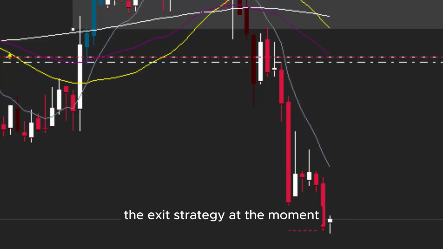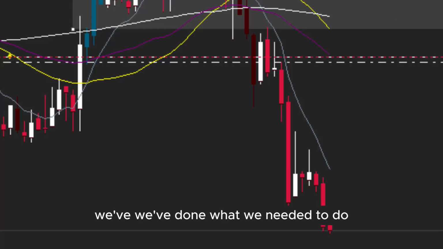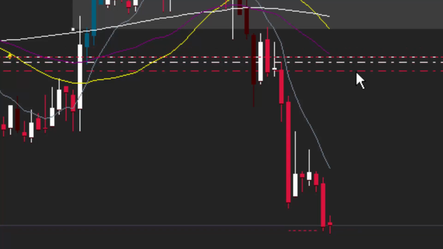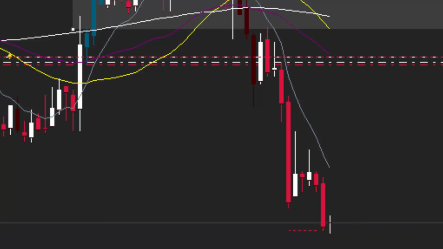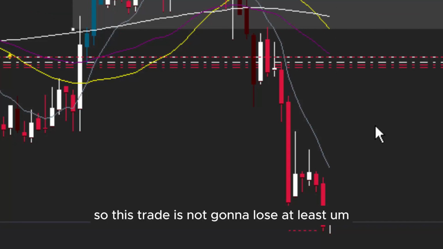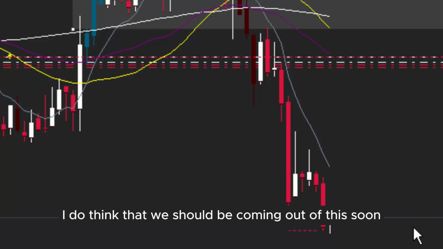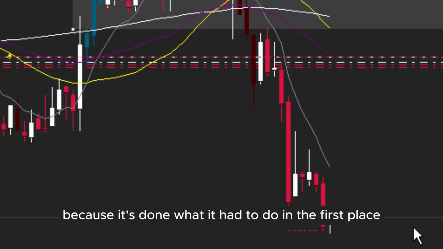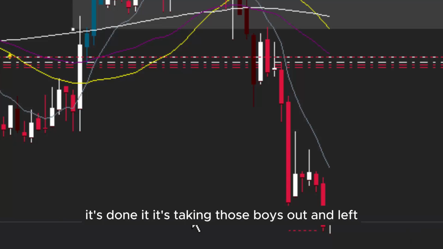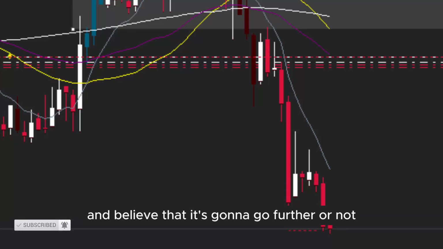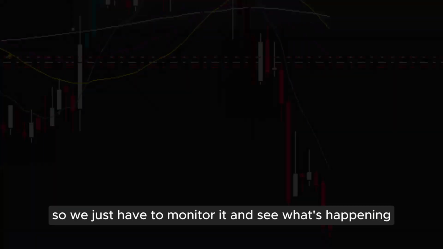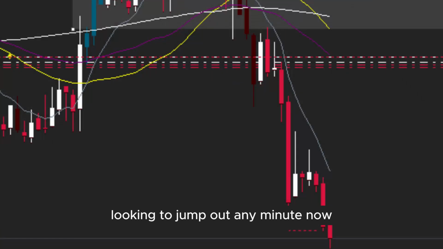The exit strategy at the moment, we've done what we needed to do. We can also move our stops, so we're not going to lose on this trade. We move our hard stops near our entry point, so this trade is not going to lose, at least. I do think that we should be coming out of this soon, because it's done what it had to do in the first place. It's taken those boys out and left. So it's just a question of whether we want to stick in and believe that it's going to go further or not. So we just have to monitor it and see what's happening. I'm looking to jump out any minute now.